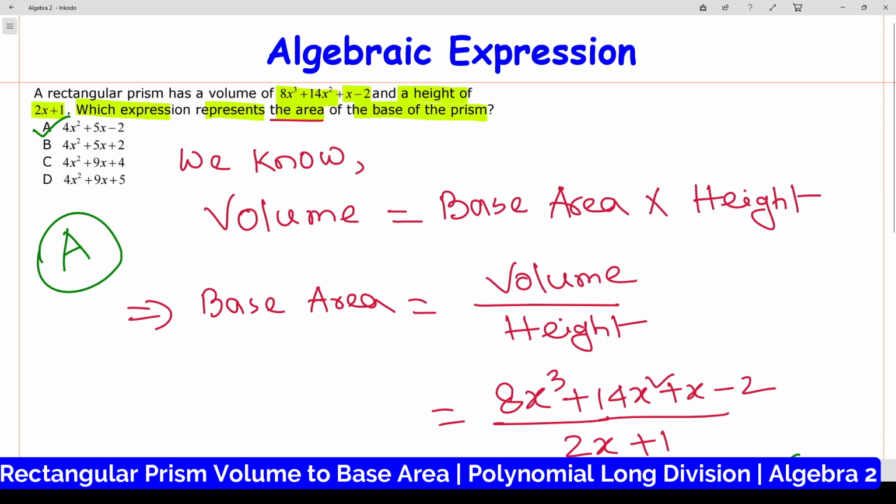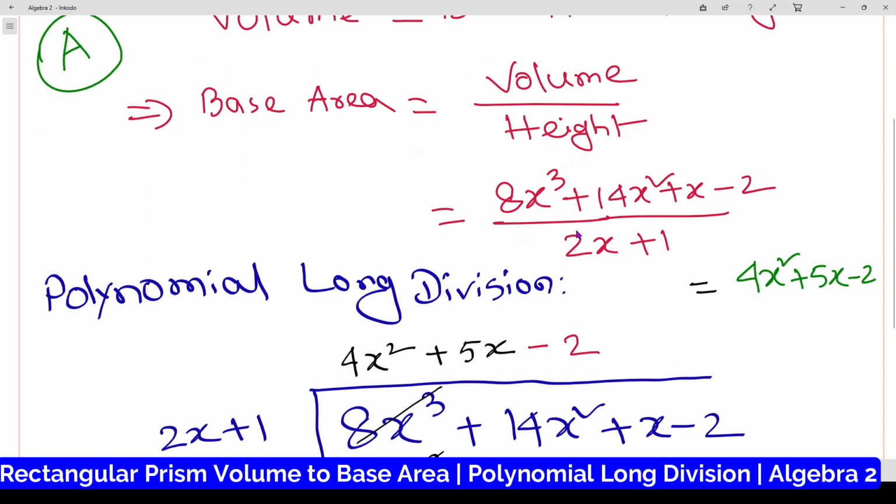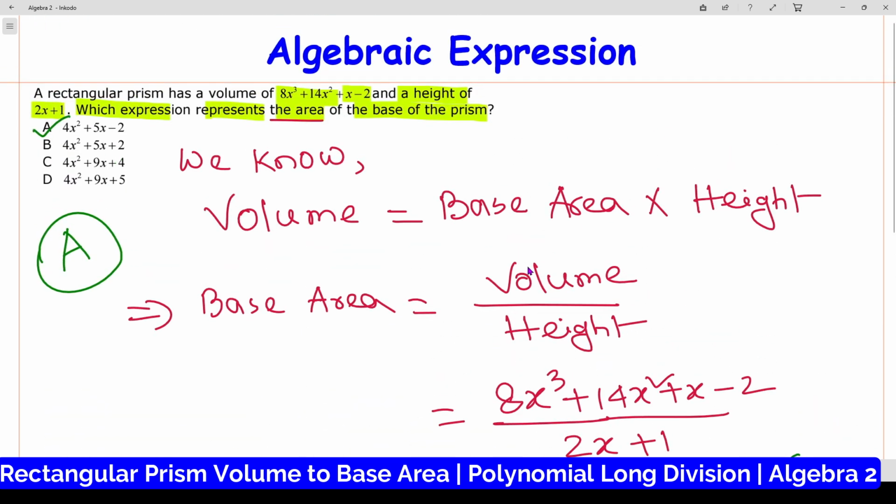So this is very important. For these kinds of math we can follow the synthetic method or the long division method. Anyway, we can find the value, and it would be 4x squared plus 5x minus 2. I hope this kind of math will help you.